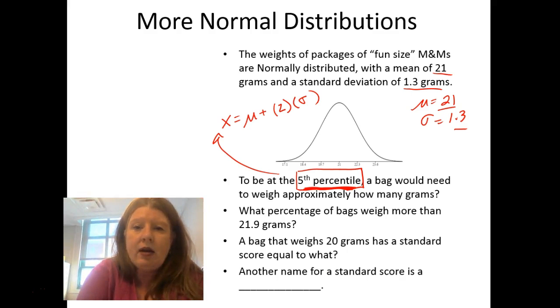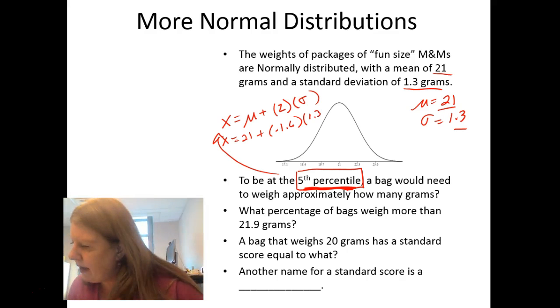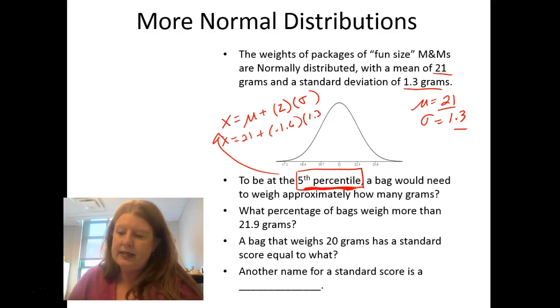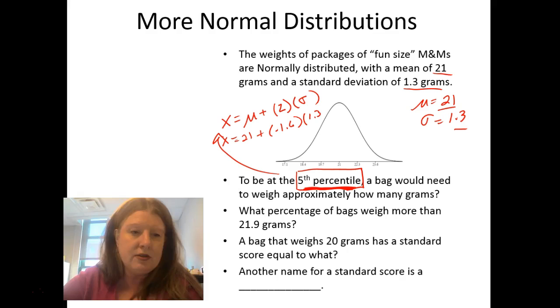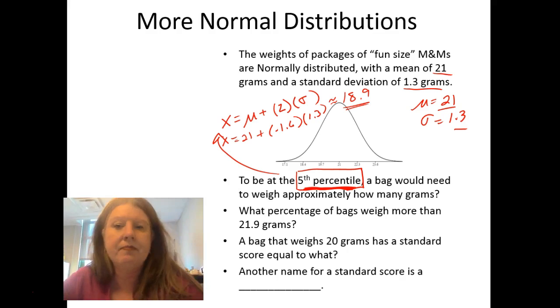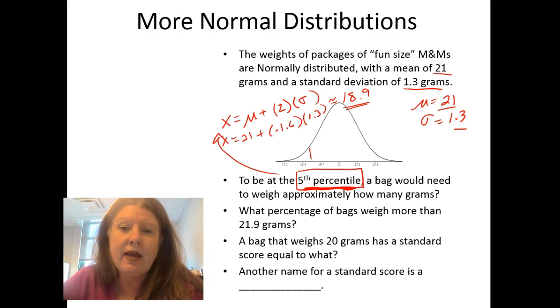So we're going to go back here and plug those numbers in. X equals 21 plus negative 1.6 times 1.3. And if you figure that out, which I see that I forgot to do before I put my slides together, so let me just pause quickly while I do my calculation. Okay, so I quickly did the calculations. That ends up being approximately 18.9. So I'm going to round a little bit, 18.9. That makes sense. So 18.9 would be here. It makes sense that we'd have about 5% less than that.